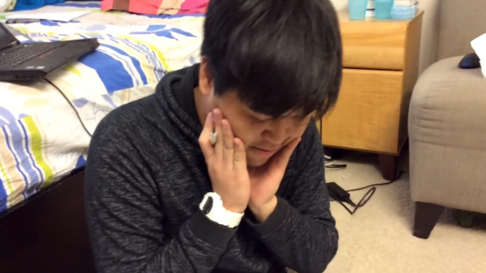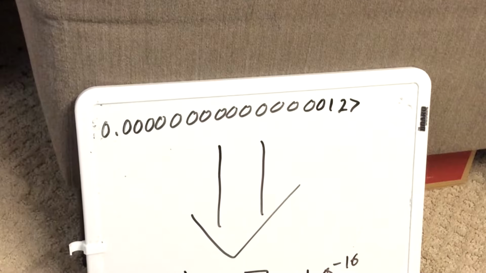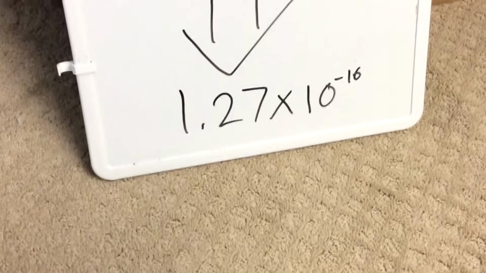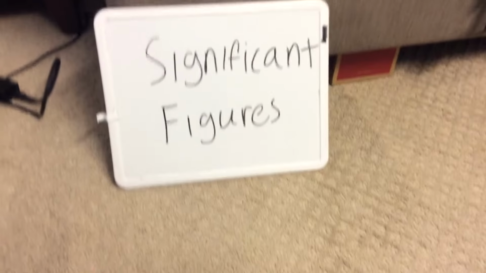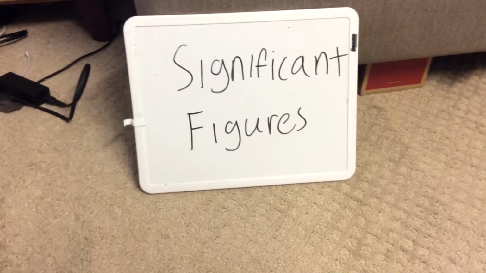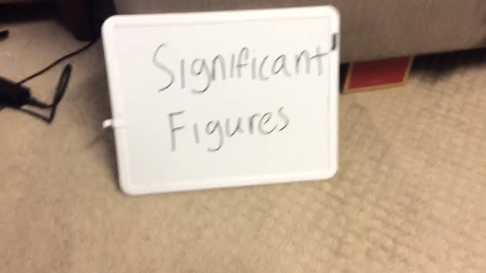Too many numbers, not enough space. Oh no. Well, look no further. With these simple tips and tricks, you can turn this long and huge number into this. My name is Tommy Doe, and with the help of my partner, Tommy Trinh, we will show you a trick called significant figures that will help you get rid of those zeros.